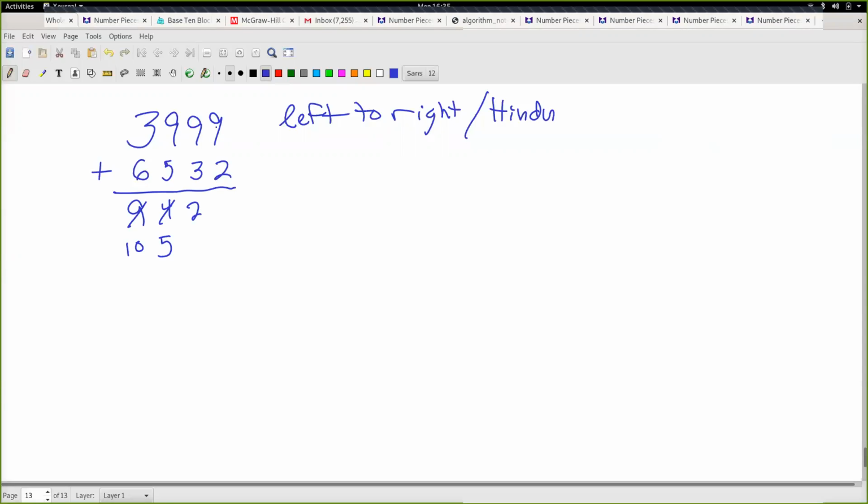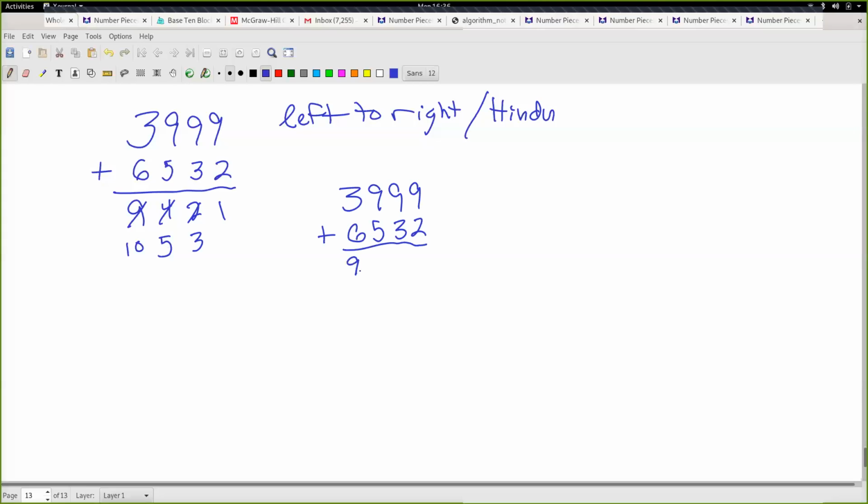So then I have 9 plus 2 is 11. Scratch that 2 out, add 1. So that's going to be a 3. So the answer should be 10,531. Alternate view of that with the underscore instead of the slashes would look like this. And this is how you're going to enter it into the computer.